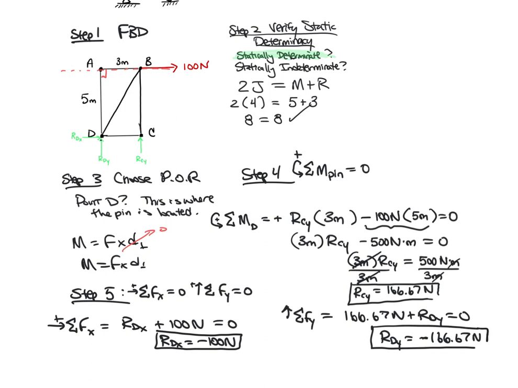All right, so this equation came from RDY plus RCY, which we know is 166.67. And those are the only two forces in the y direction, so that has to sum up to 0. So solving for RDY, we end up with negative 166.67, which tells us our assumption for RDY going up is incorrect. It's actually going the opposite way.